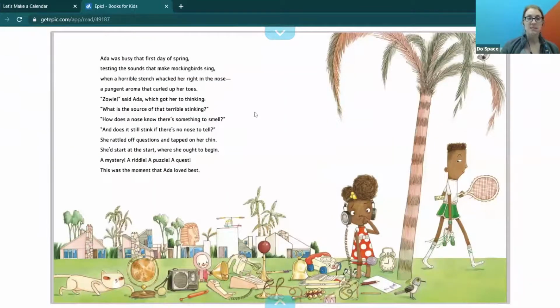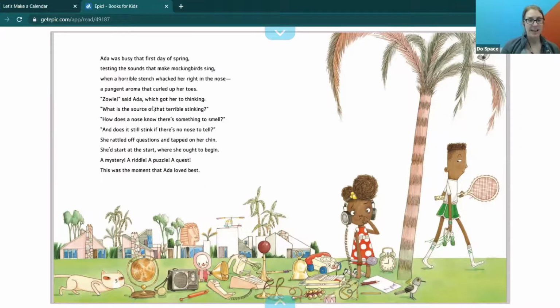And Ada was busy for the first day of spring, testing the sounds that make mockingbirds sing, when a horrible stench whacked her right in the nose, a pungent aroma that curled up her toes. Pungent means it's really strong and a lot of times really stinky. A lot of times when something is pungent, it's something that's a really strong smell. And a lot of times it's like, P.U., no thank you.